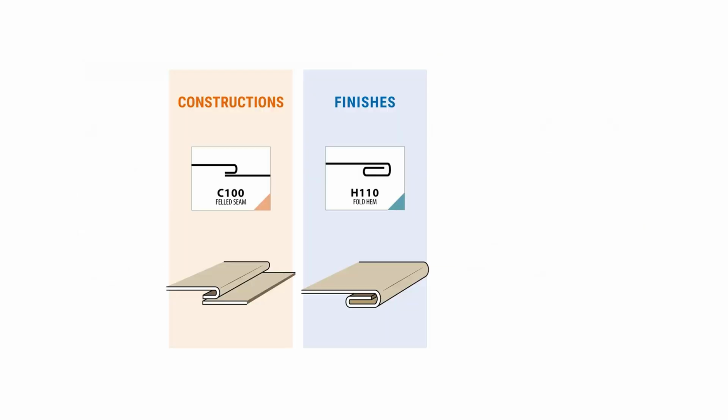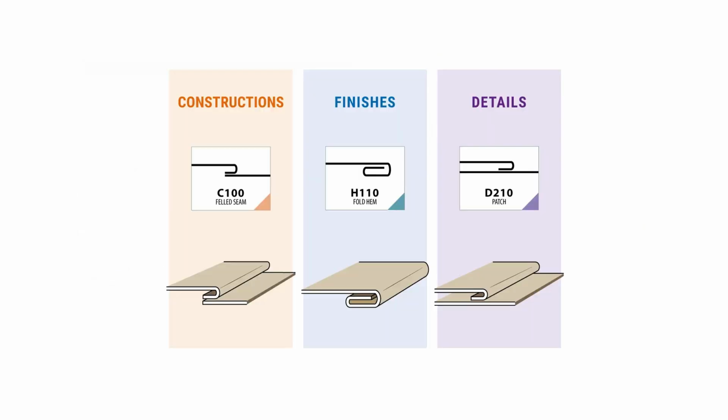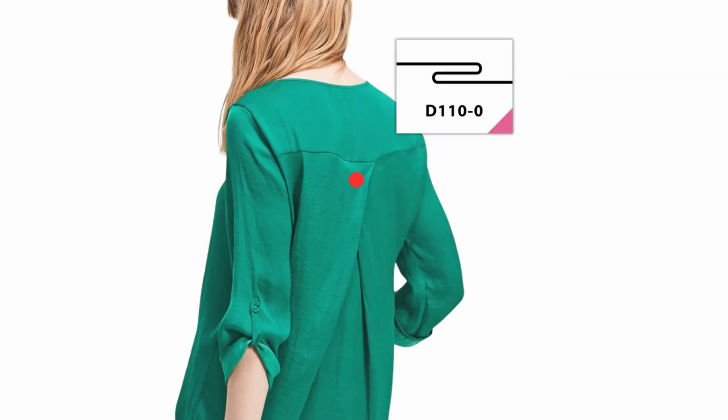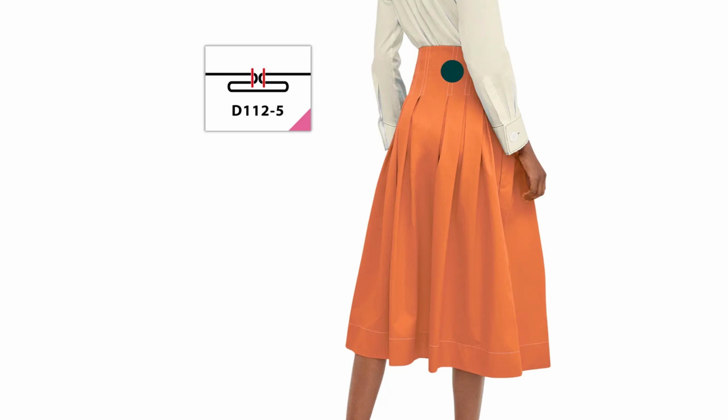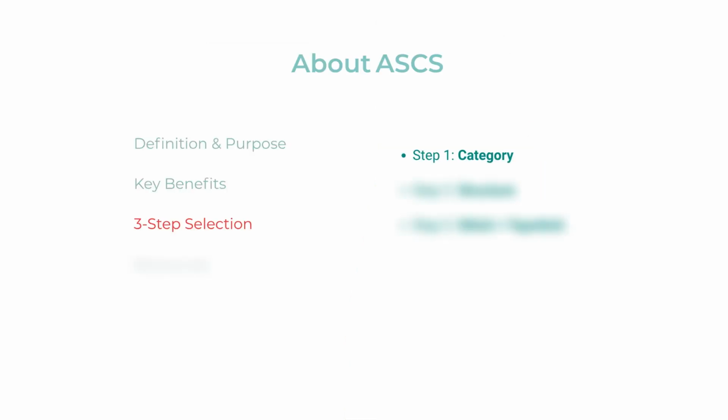Okay. And the third category is detail seam. These add shape or decoration, like darts, pleats, maybe some decorative top stitching, pin tucks. Got it. So category first. What's step 2? Step 2, choose the seam structure.